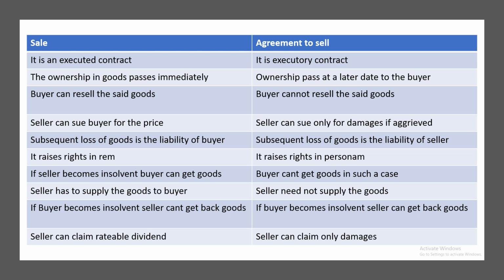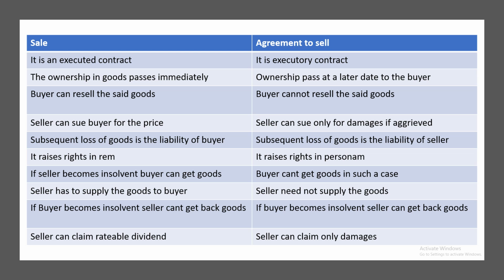Next one. In case of sale, if the seller becomes insolvent, buyer can get the goods even if he doesn't pay for the goods, because he is the owner of the goods. Whereas in case of agreement to sell, buyer cannot get the goods if the seller becomes insolvent, even if the price had been paid.